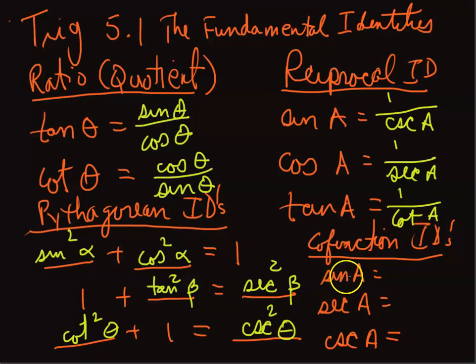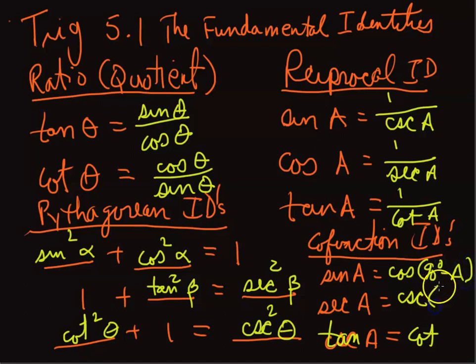Cofunctions. Sine's cofunction is cosine. The secant's cofunction is cosecant. This should be tangent. Why did I do that? You guys should have told me that. The tangent's cofunction is cotangent. So this is 90 degrees minus A. If you don't like 90 degrees, do pi over 2 minus A. Either one's fine, but make sure if you use 90 that you use 90 degrees, not just 90.